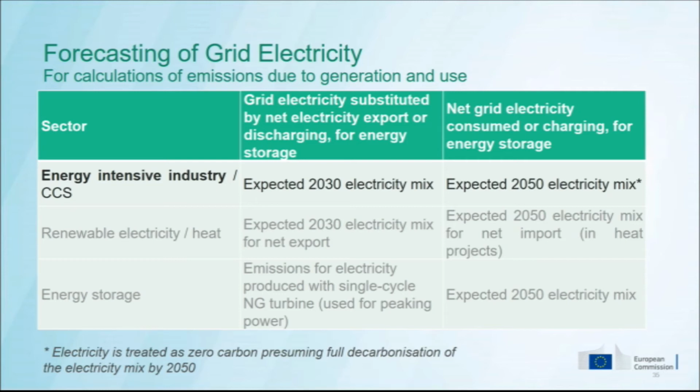So just a point, when we're talking about grid electricity, again we were looking at EII here. For grid electricity substituted by net electricity export or just discharging for energy storage, you'd use the expected 2030 electricity mix. If you're looking at electricity being consumed, you use the expected 2050 electricity mix. These are just the rules of the Innovation Fund. And that's simply because we wanted to point out the difference between the use and if you're under production.